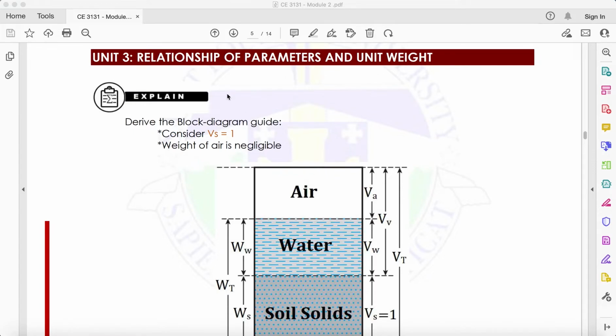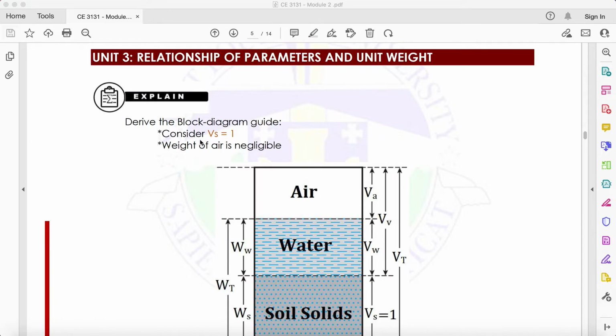Okay, so we are now going to continue our discussion where we left from the face-to-face class. So we have here unit number 3, relationship of parameters and unit weight. So we have here the block diagram guide. We are going to derive the equation from the block diagram here.